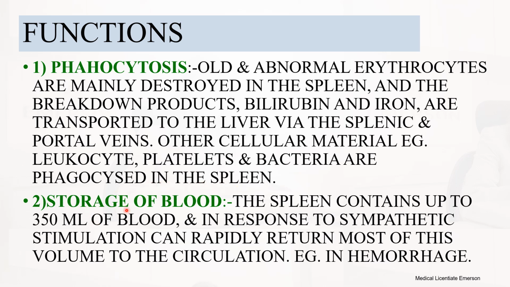Then apart from that, it's also used for storage of blood. Okay, so the spleen contains up to 350 ml of blood, and in response to sympathetic stimulation can rapidly return most of this volume to the circulation. For instance, when someone is having a hemorrhage, you can actually return this blood back to the circulation.